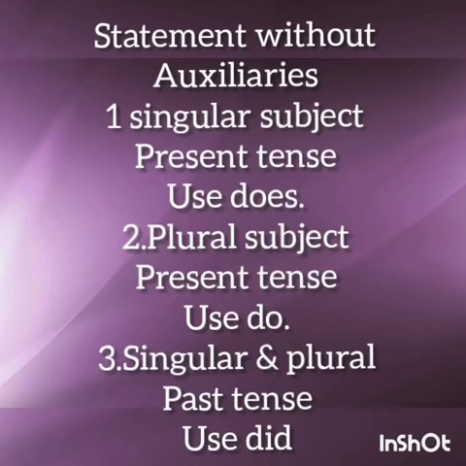Next, if the sentence is past tense, you need not worry about singular and plural. We will be using did in both cases, that is, singular and plural subject. So once again I will repeat. In present tense, if the subject is singular, you should use does. If the subject is plural, you have to use do. And in past tense, singular or plural, the did form is used.